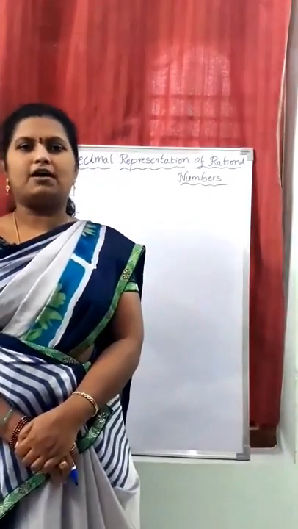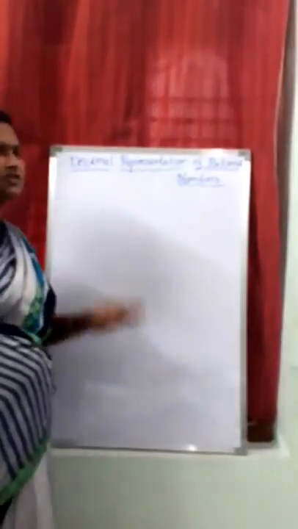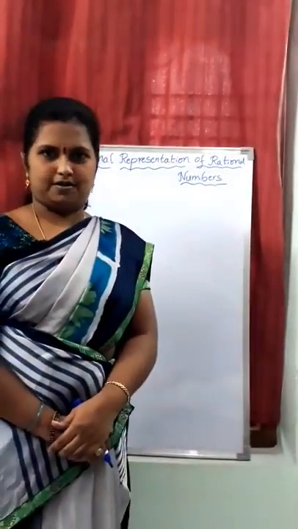Yes, in the previous classes, we have discussed the rational numbers. That means the introduction to rational numbers, the properties of rational numbers, and the representation of rational numbers on the number line. And we have already discussed the rational numbers between any two rational numbers. Now today in this class we are going to discuss the decimal representation of rational numbers.